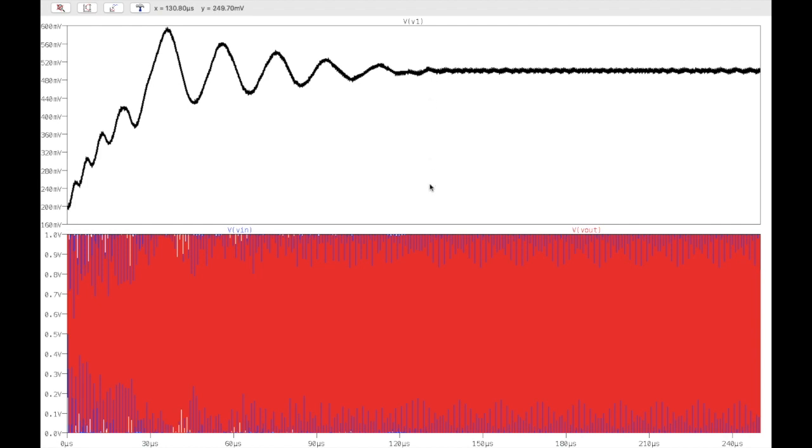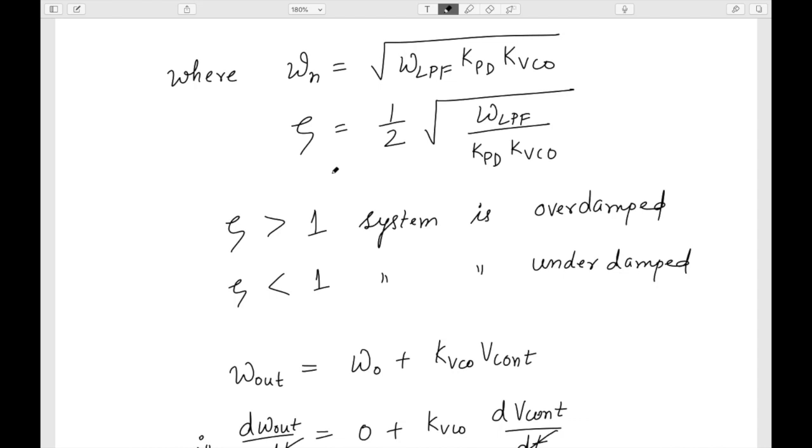And of course we can see that this is the ringing. From omega n we can also find out the oscillation frequency of this ringing. We can use this formula to design the PLL depending upon the specification that we have been given: what the ripple voltage should be, how much it should be, and what my settling time should be.